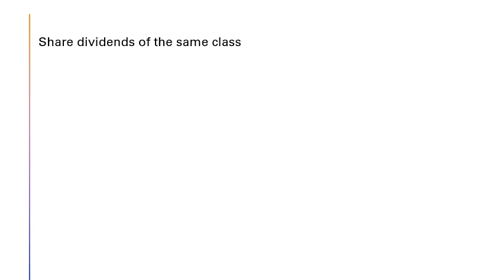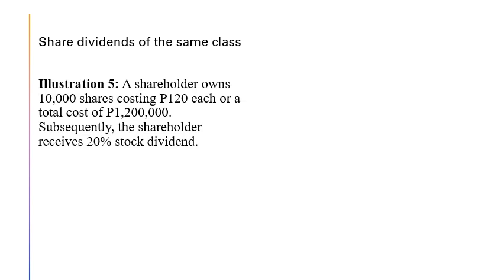What we mean by a different class, for example, ordinary shares yung nabili kong shares, but what I receive as share dividend is preference shares, so that is a different class. What we'll be talking about in this slide is of the same class. So for example, a shareholder owns 10,000 shares at 120 pesos each, and then the shareholder receives a 20% stock dividend. So just multiply 20% by 10,000, so there will be additional 2,000 shares.